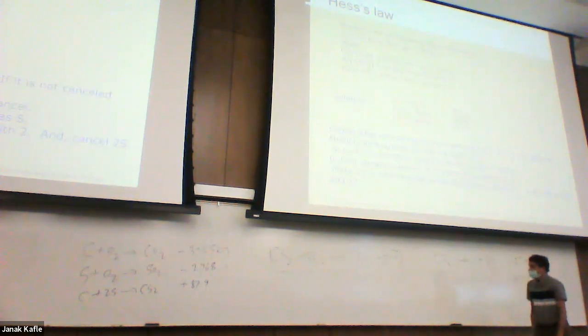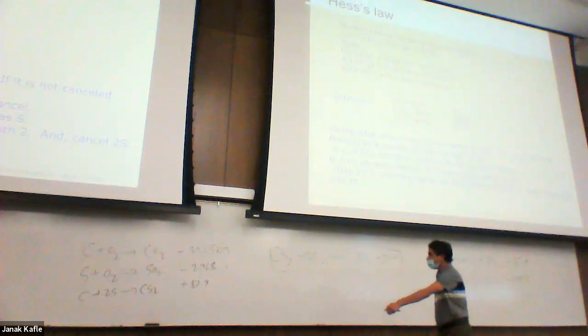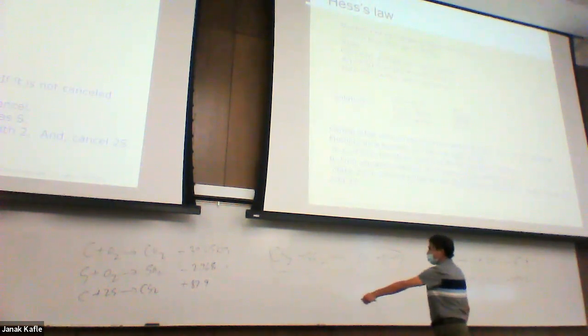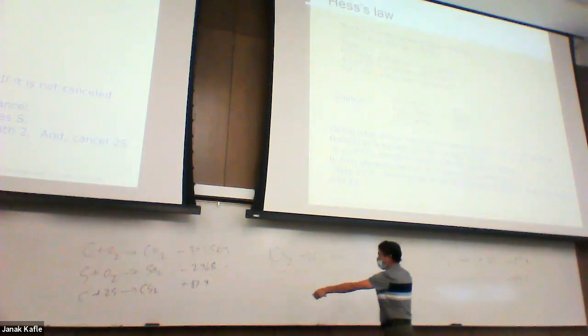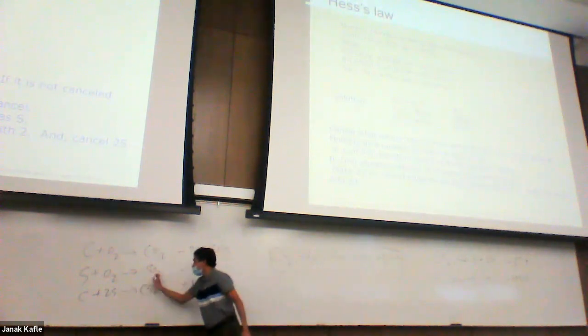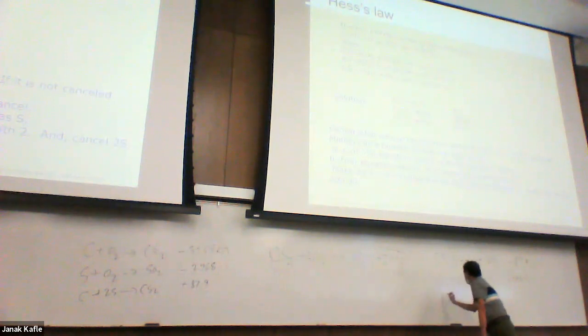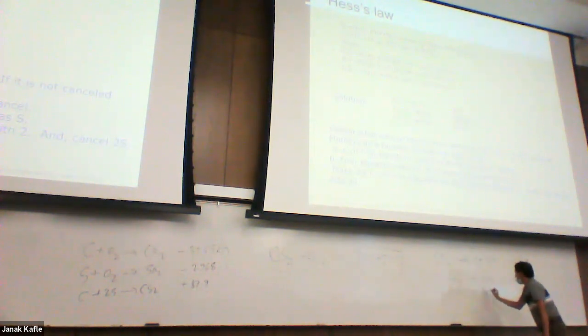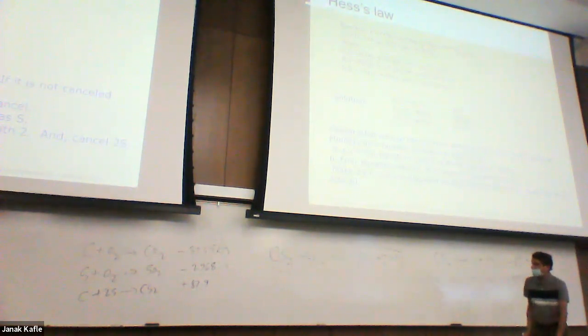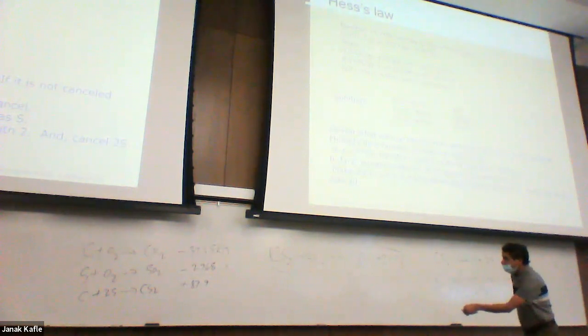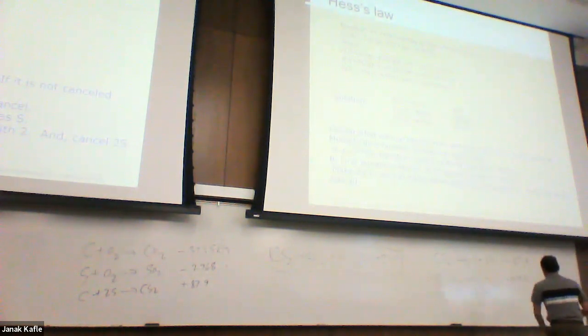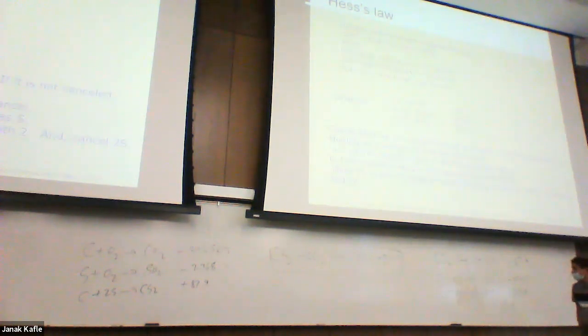Right. Now another one, sulfur dioxide. Where do I get this sulfur dioxide? In the right side. So sulfur dioxide is already in the right side, so I'm not changing this one either. Sulfur plus oxygen gives sulfur dioxide, like this. And what is the amount of heat I have there? Minus 296.8 kilojoules per mole.